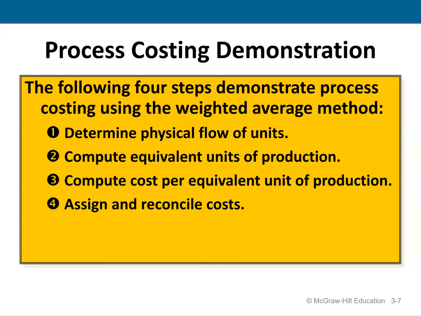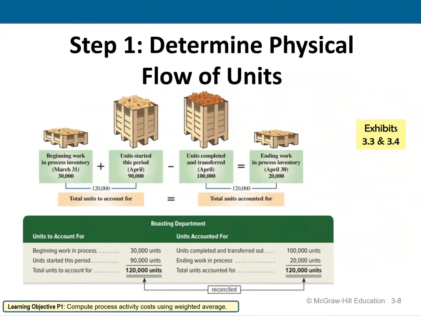So we'll start with step 1. In step 1, we first find out what the beginning work in process is, and then the units started this period. Then we get the total units to account for. Then we take the units completed and transferred out and the ending work in process, and those two totals should always be the same.